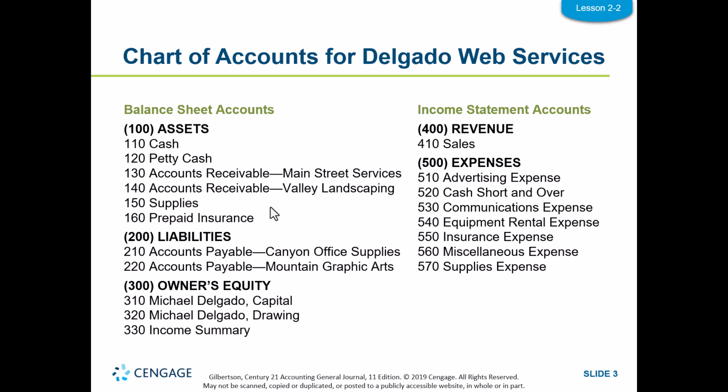Owner's equity, we're always going to have our capital, then our drawing account. The drawing account would be how we would categorize when we're taking money out. So those withdrawals that we did would actually go to our drawing account. And then the income summary, which we'll deal with probably in chapter 5 or 6. And for the expenses, those are all alphabetical as well. You'll notice that they're grouped in numbers of tens. We'll talk about why that is a little bit later on.